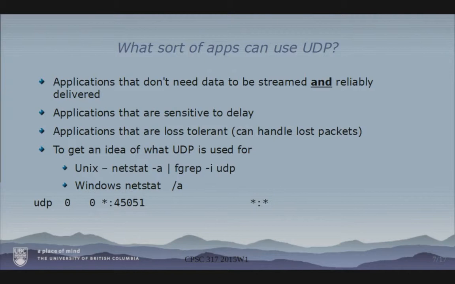Windows has netstat -a. And the bottom line there is an example of something that you might see. So the UDP 0 0 means that there are zero packets going out, there are zero packets coming in, which basically means nothing is queued up to go anywhere, everything is clear. And then the star means that you're willing to accept a UDP packet from anywhere if it's on port 45051.